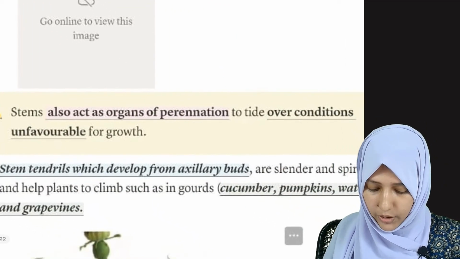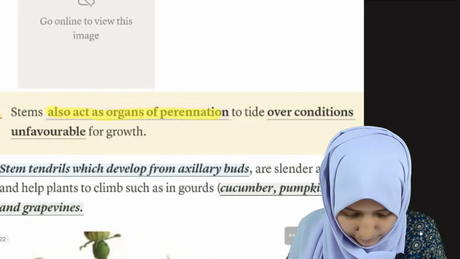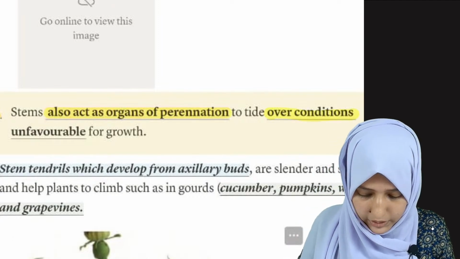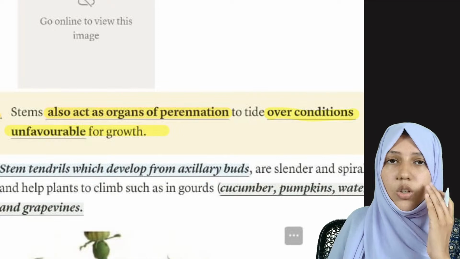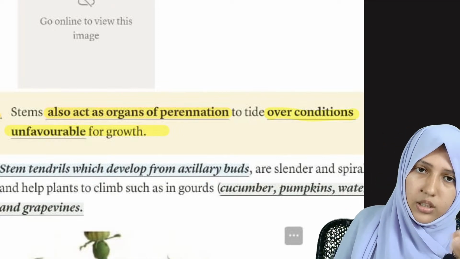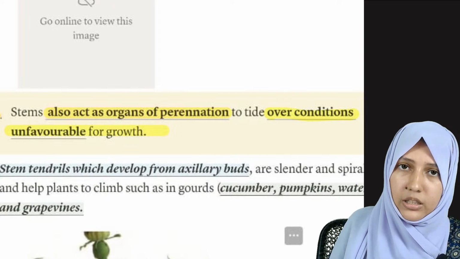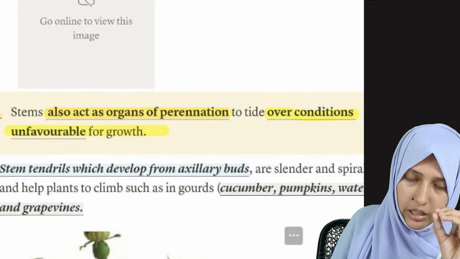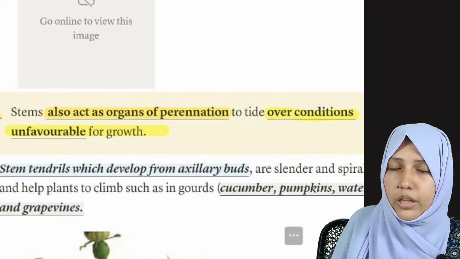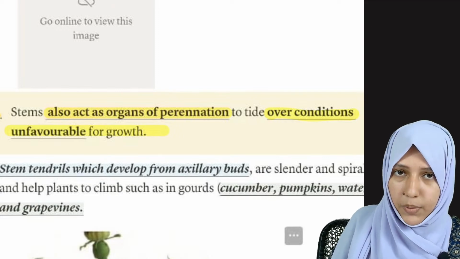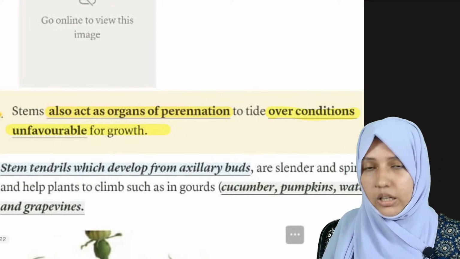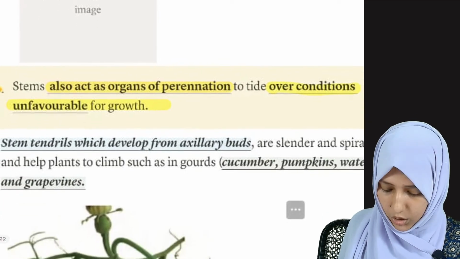And stems also act as organs of perennation to tide over conditions of unfavorable growth. The stems can also act as organs of perennation, which means they can be helpful in propagation in unfavorable conditions of growth.